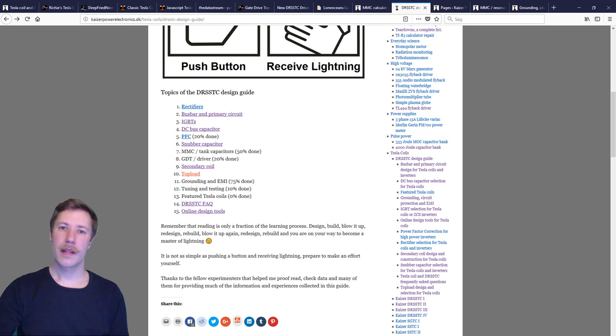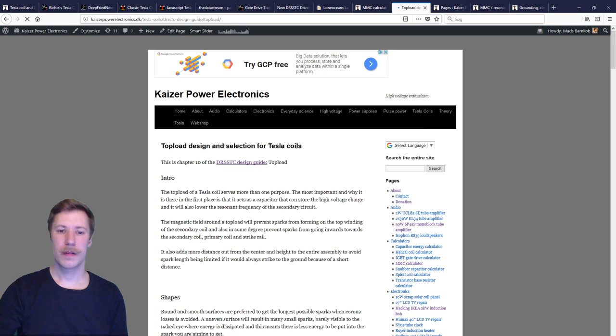Now the last part I think that we're getting to is the top load. Now the top load is really not a crucial component per se. It's very important that it's round and smooth, because these things will help us control the electromagnetic field around the secondary coil, and this has some very important properties. This is why you don't see spheres used in dual resonant Tesla coils, because they do not provide the proper field shaping in order to protect the secondary coil and the primary circuit.